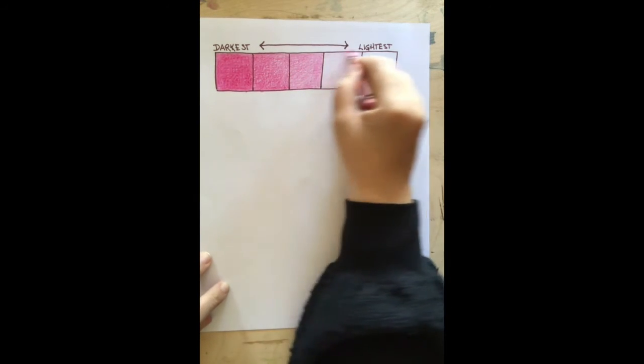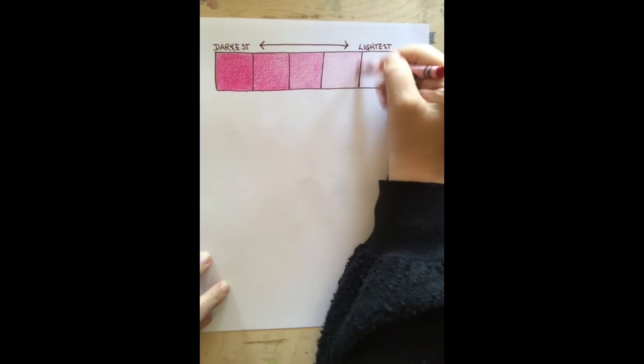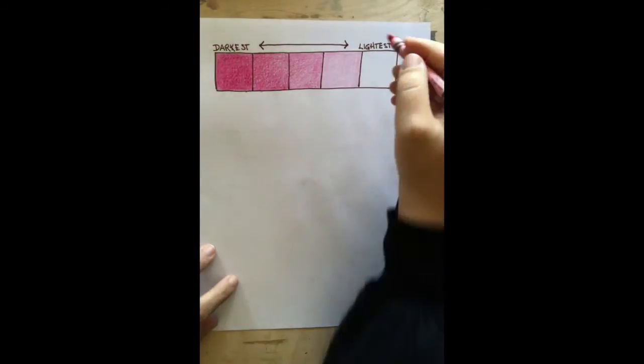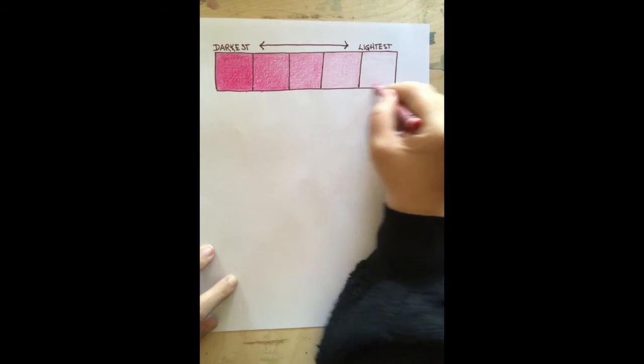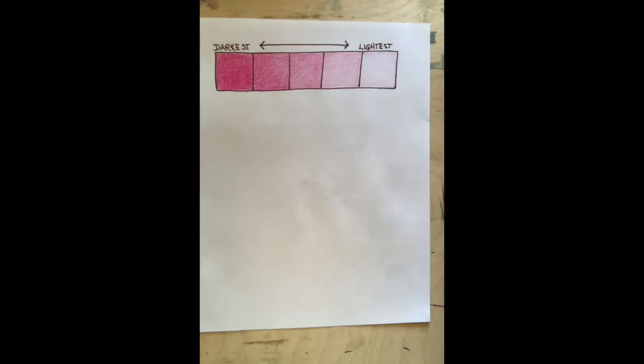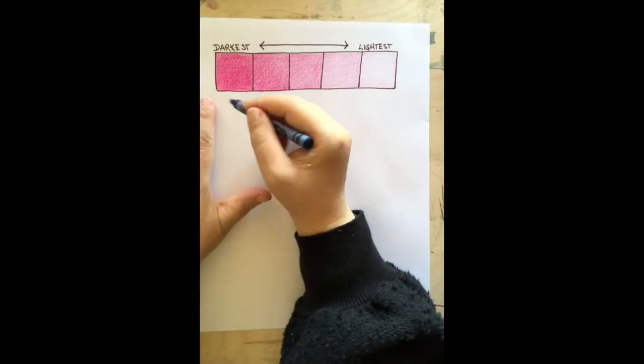Now, the lightest tones are the most difficult tones, because you have to hold your crayon very gently and not make dark marks. You have to be very gentle and feather light with your touch. And there you can see that it goes from the darkest shade of raspberry pink to the lightest shade.